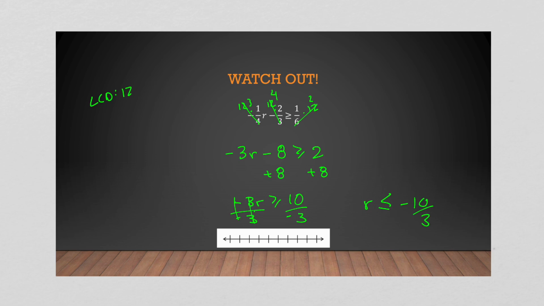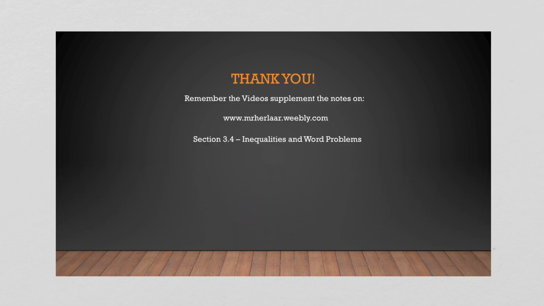So 10 over 3 is about 3 1/3, so let's ballpark this. Here's negative 3 and here's negative 4, so we'd be kind of here, and we're less than or equal. So it looks like that, right? But the important thing there is you remember to flip your inequality. That's the only additional piece for inequalities. Otherwise, all the logic stays exactly the same. Okay, we've got one more to go, and it's a short video on word problems.